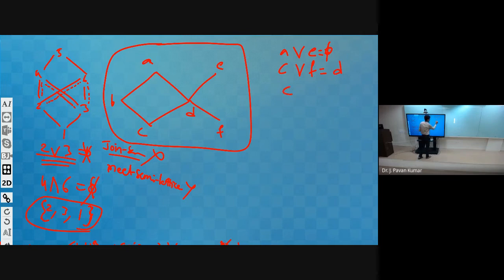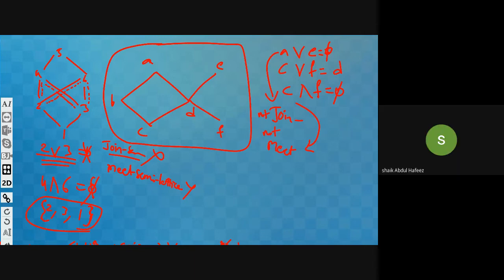Now you consider C meet F. C meet F, no possibility. So straight away we can say it is not a join semi-lattice. By using this one we can say it is not a join semi-lattice. Next, by using this one we can say it is not a meet semi-lattice as well. Clear?